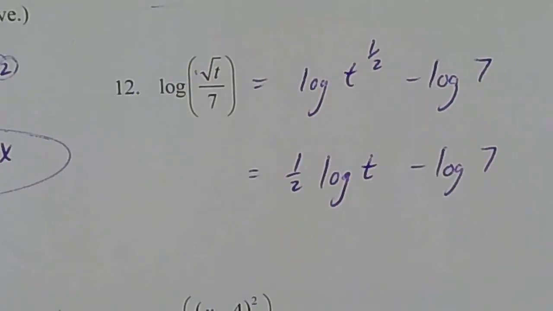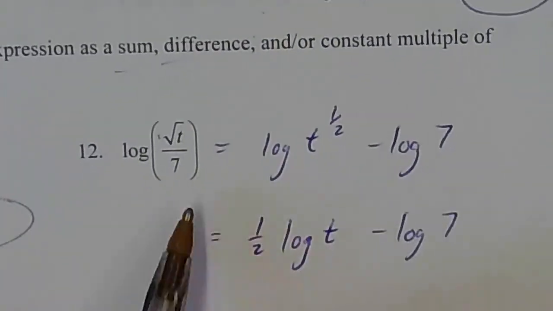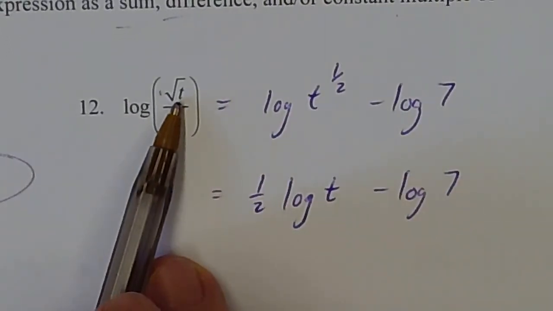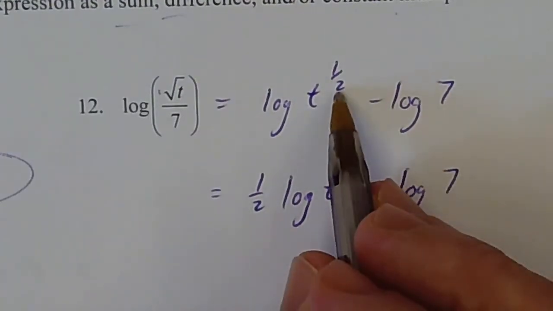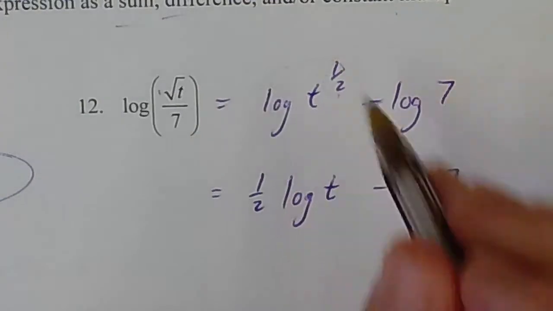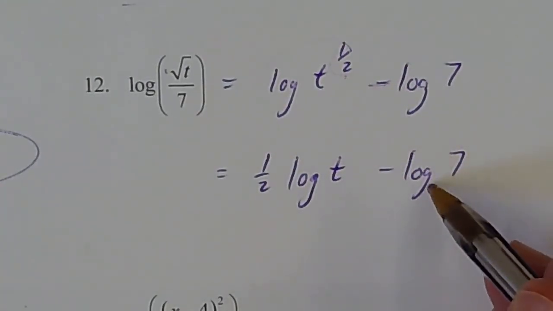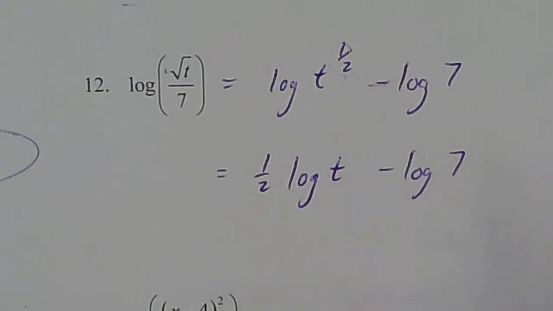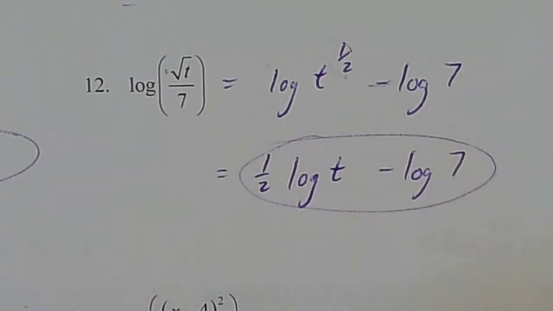All right, as I mentioned above, if you see a radical, you're going to want to convert it into exponential form so that you can use the power property. So right away, I did that. When I expanded it, I made it t to the 1/2. Okay, and then put the 1/2 out front, and that's it, as far as we can go. Remember, this is base 10, so 10 to the what power gives me 7? It's going to be a decimal. Don't worry about it. You don't have to continue on.